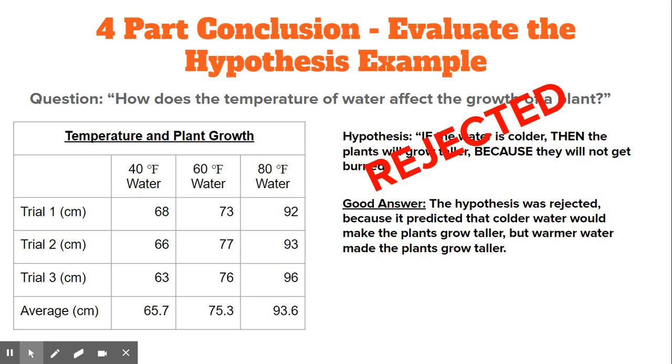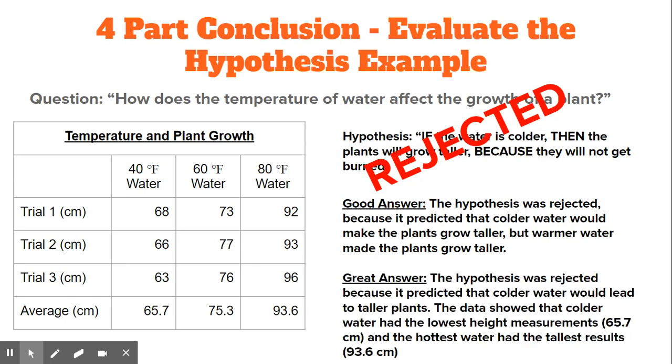To really step that answer up to a great answer, you need to include quotes from the data. It includes that idea that the hypothesis was rejected because colder was not taller and warmer was taller. It goes on to quote the data and said that the cold water had the lowest measurement, 65 and a half, and the hot water had the tallest. And again, they went back to their data table, to the measurements they gathered, and used them to support what they were saying.